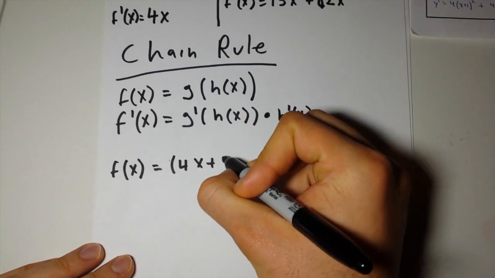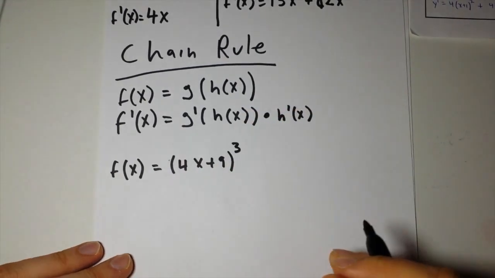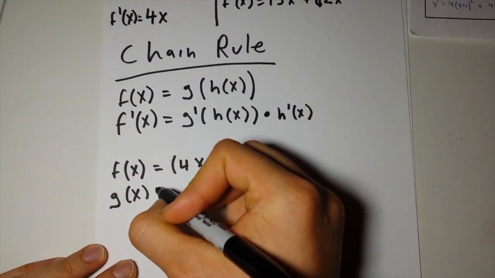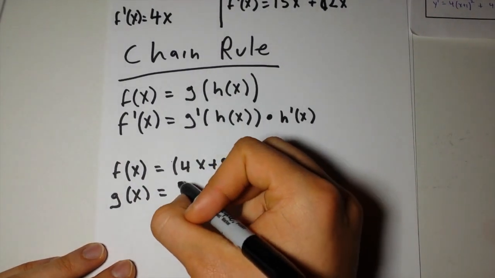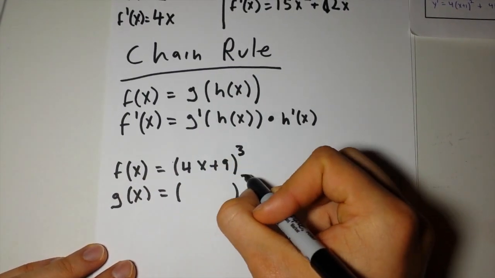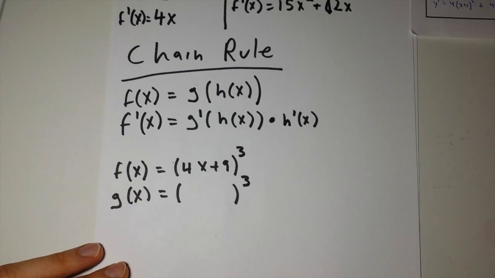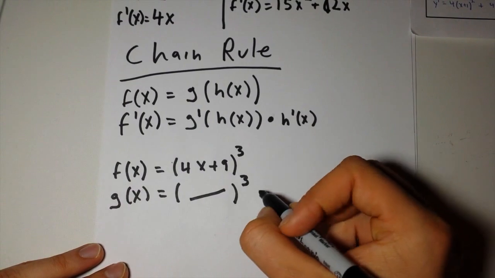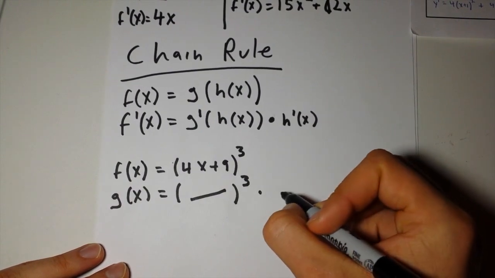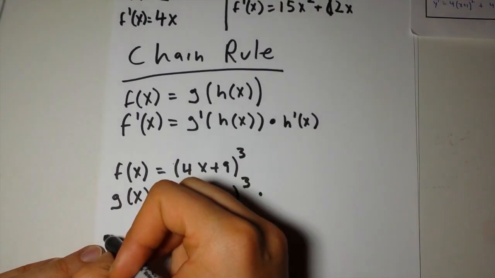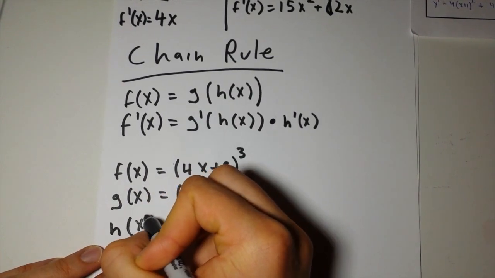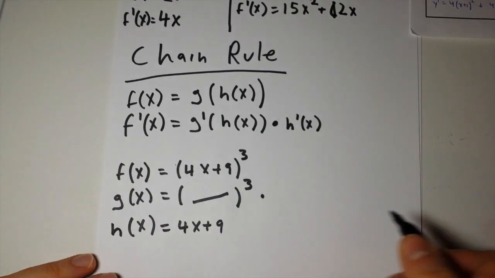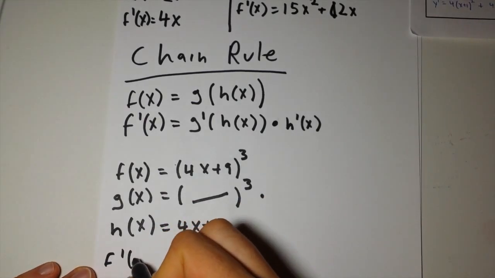4x plus 9 cubed. So we can define our g of x here. Now I know this isn't exactly proper notation, but we know that it's just these two brackets and the cube on the outside. And we know what's in here, so I'm just going to put a dash through there. And we know that's the inside of this, multiplied by our h prime of x, which we're going to define our h of x here to be the inside. We know it right here. It's 4x plus 9.